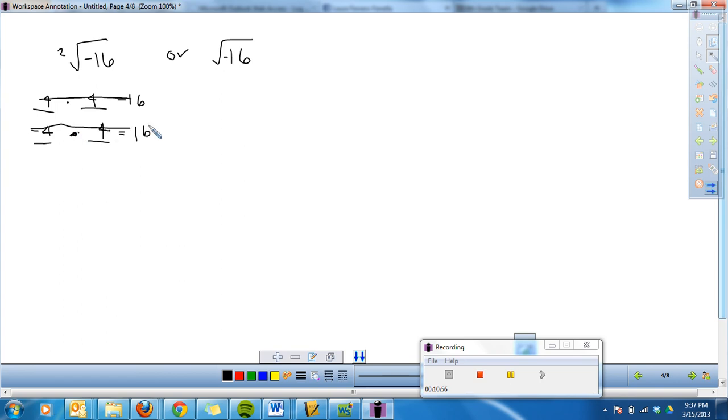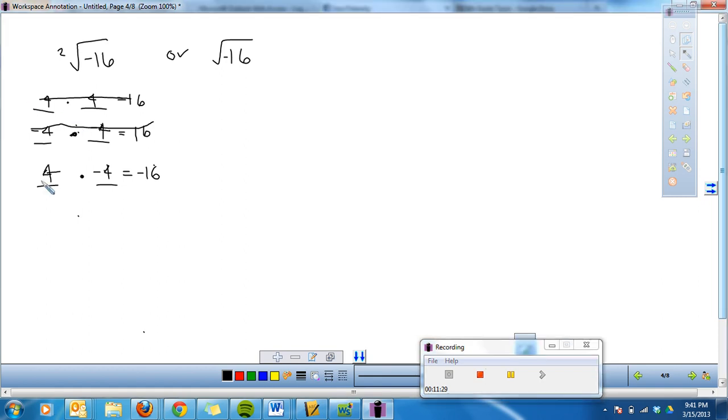Now, a common mistake that a lot of students make is they say, oh, you know what it is? It's 4 times negative 4. 4 times negative 4 gives me a negative 16. And that's true, 4 times negative 4 does give you negative 16. But a key point to remember here is that the number you multiply by itself means to be multiplied by itself. 4 is not the same number as negative 4. So I want to add a key point here.